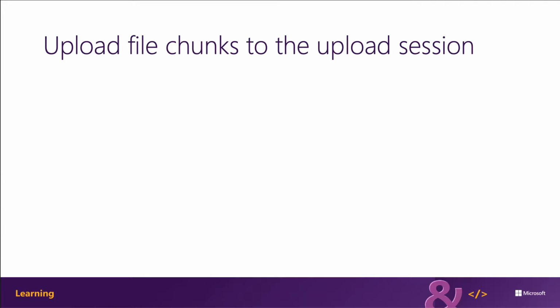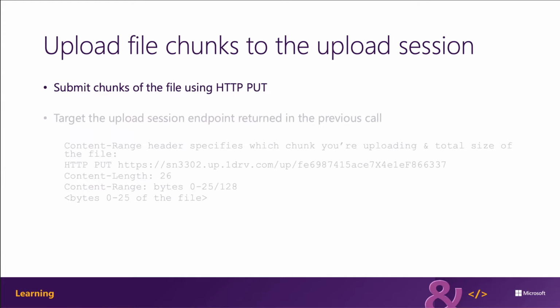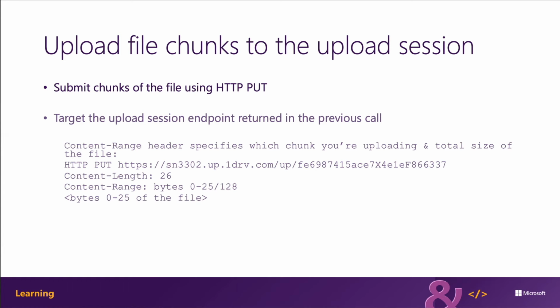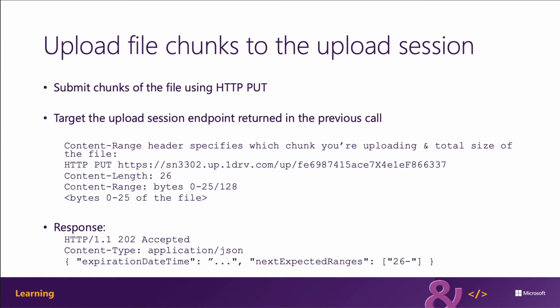Once you've created the upload session, you can then upload bytes to the temporary file in OneDrive. In this example, you're uploading the first 25 bytes of a 128 byte file to the upload session. The content range that I'm specifying here specifies which chunk I'm uploading, for the total size, and the total size of the file.